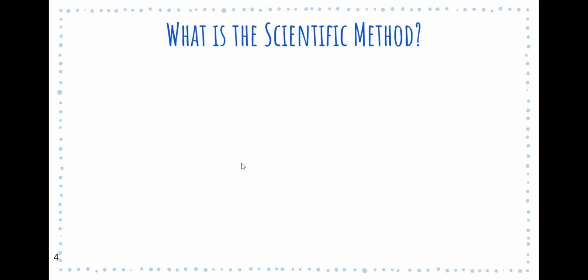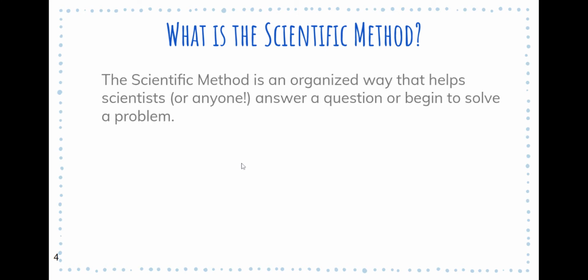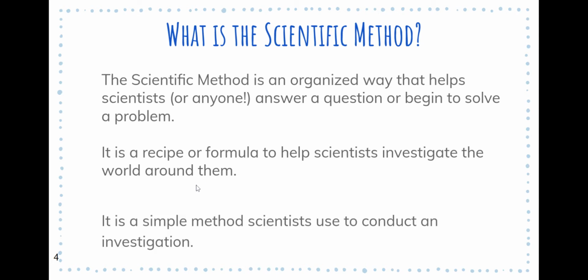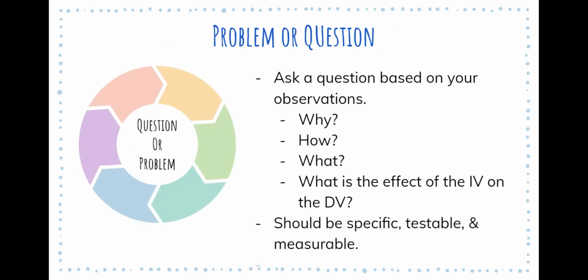So what is the scientific method? Well, it's really an organized way that helps scientists answer a question or solve a problem. I like to think of it as a recipe or a formula to help us investigate the world around us. I really like recipes and formulas because they pretty much lay out exactly what we need to do. And the scientific method really is a simple method that scientists use as a framework to conduct an investigation.